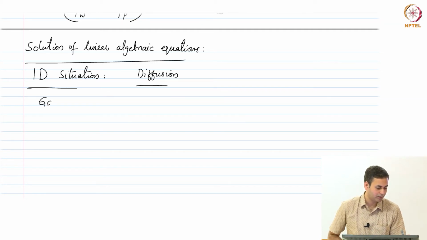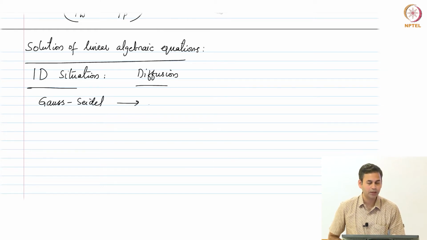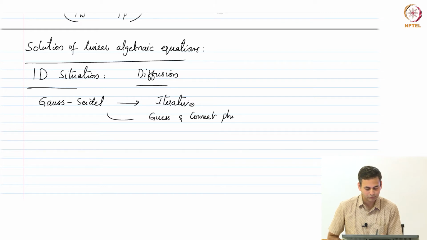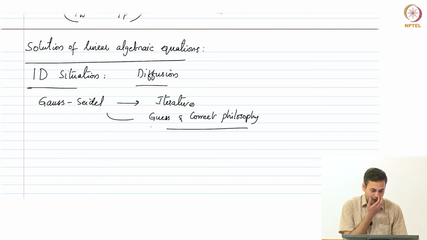So, we have Gauss-Seidel, which is what kind of a method? Is it a direct method or is it an iterative method? It is an iterative method, okay. It essentially works on the guess and correct philosophy. Okay, that is fine. Now there is another method which is basically a direct method.